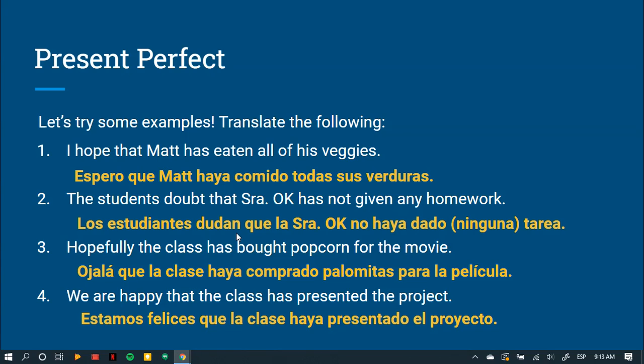If you still have questions, make sure to ask your teacher. Otherwise, you've successfully learned a new tense, the present perfect subjunctive.